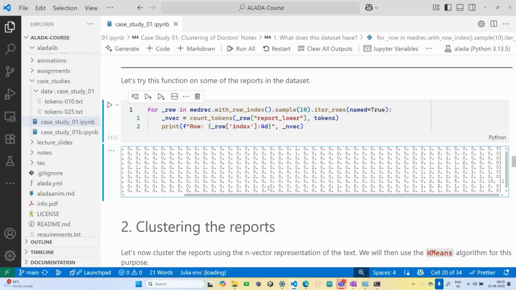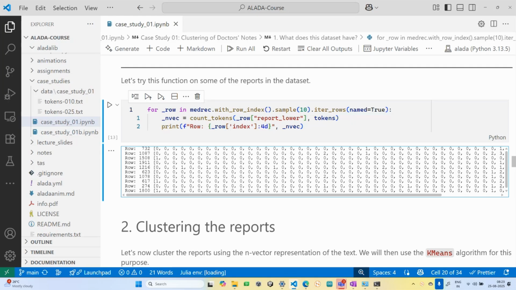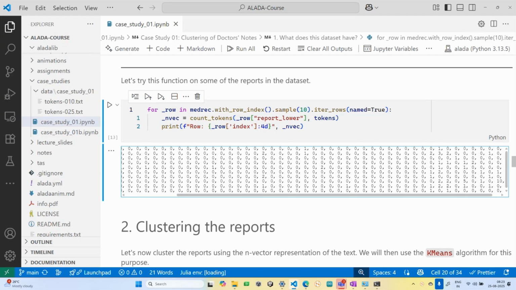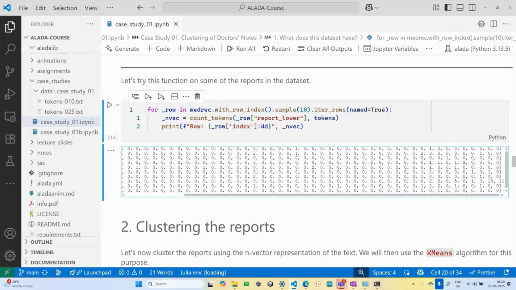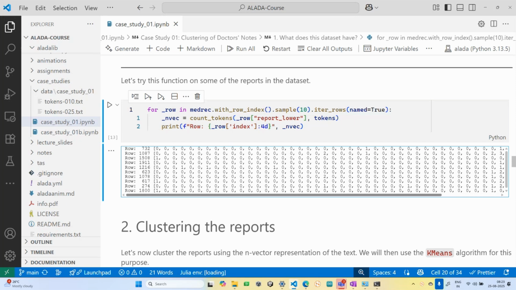Now, if you look at another row, let's say this one, 1216. The third token appears once. The 6th token appears once, and then a few other tokens appear as well. This token appears twice, and so on and so forth. And there are other cases where a particular token actually appears multiple times, 10 times here. This one appears 5 times, and so on. So now what we essentially want to do is get rid of the text, and simply use these n vectors to do the clustering for us. And remember, this is in a 50-dimensional space.